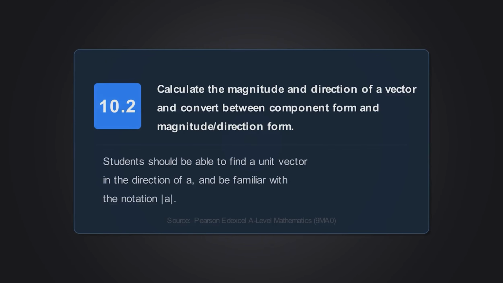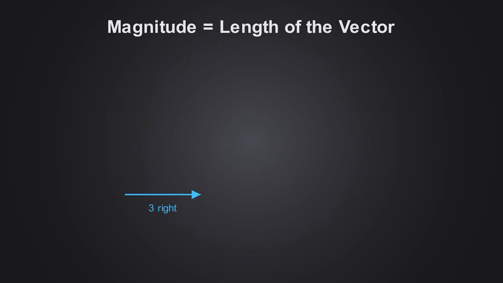Now the spec wants you to calculate the magnitude and direction of a vector and then convert between component form and magnitude direction form. Magnitude is simply the length of the vector. If your vector is the instruction go 3 right, 4 up, the magnitude is how far you've actually travelled in a straight line from start to finish.